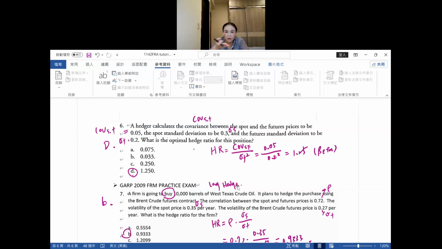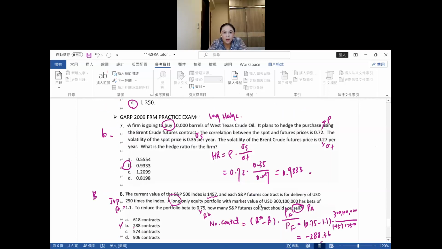So remember, another formula is covariance divided by sigma F squared, right? So here is the information we have. 0.05 divided by, remember here, sigma F is 0.2, you have to take the square, okay? So 0.2 times 0.2, your beta is 1.25. That's the answer, okay? If you have a covariance instead of a correlation, you use this formula.